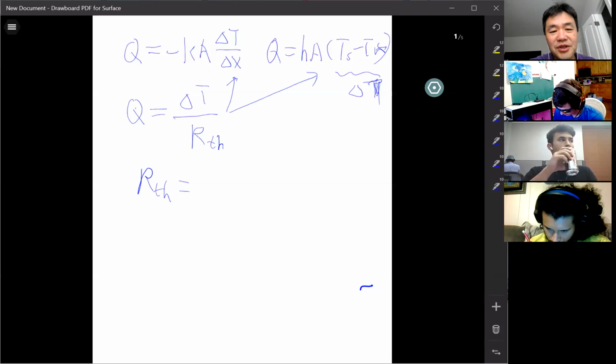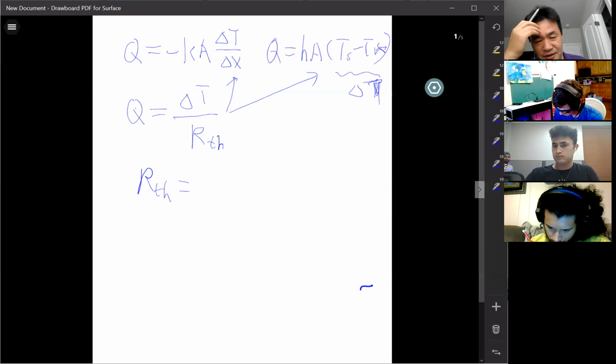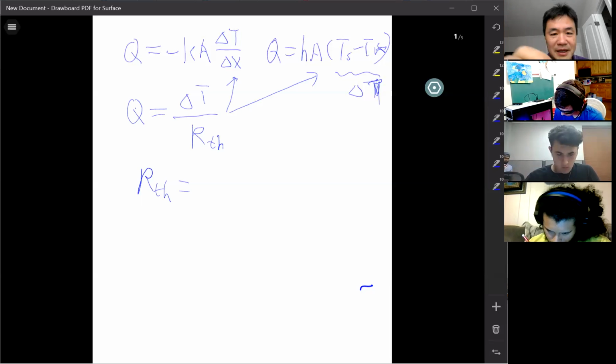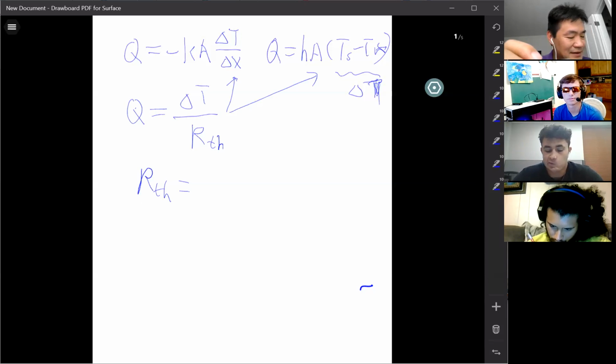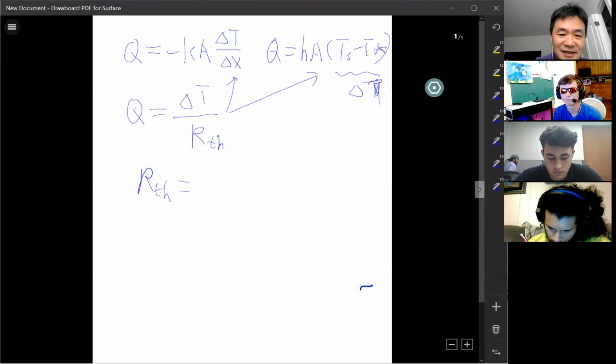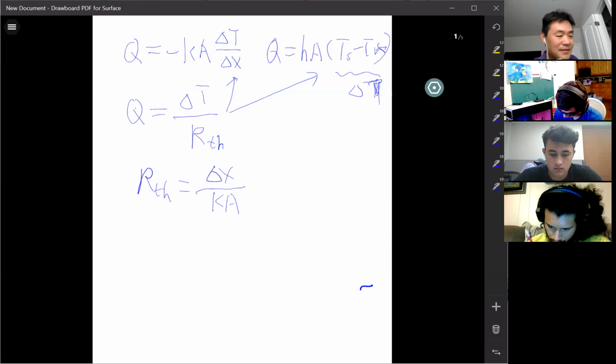Initially, when we do this conduction equation, we use ending temperature minus the beginning temperature, right? So let's switch it, to get rid of the negative sign. So it will be what? Anybody? Delta X divided by K and A. Okay?